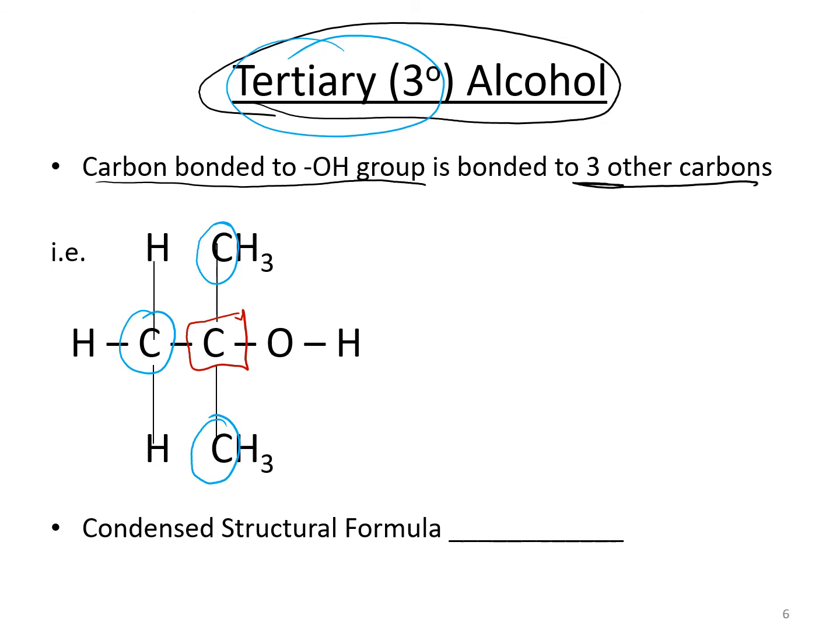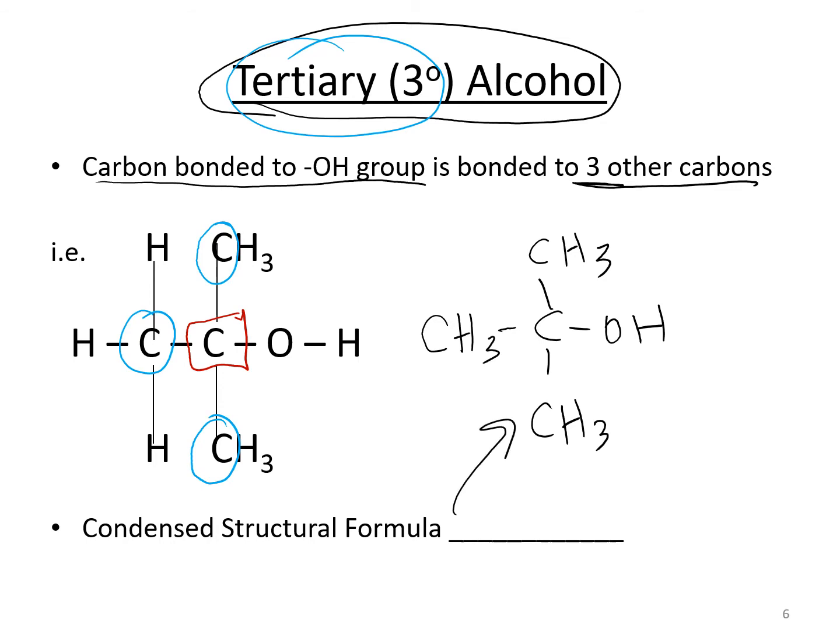The condensed structural formula for this compound: we could write CH3 at the end, and then we don't have a lot of condensing. I already wrote this in a combined structure of condensed and structural formula. Not a very good way to draw my molecule, but I have CH3 at the top and CH3 at the bottom, so I have 2 branches coming off my center carbon for my condensed structural formula.